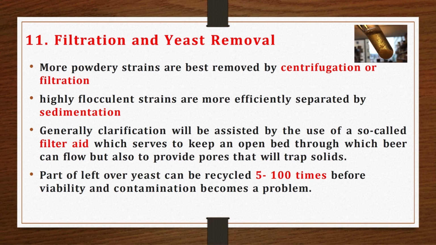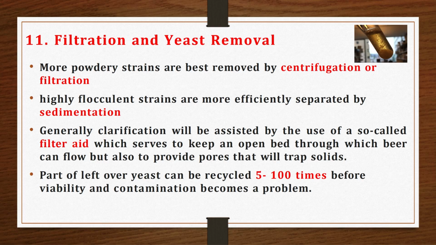Once fermentation is complete, we move to 11. Filtration and yeast removal. More powdery yeast strains are best removed by centrifugation or filtration, while highly flocculent strains are more efficiently separated by sedimentation. Generally, clarification is assisted by a so-called filter aid, which keeps an open bed for the beer to flow through while also providing pores that trap solids.